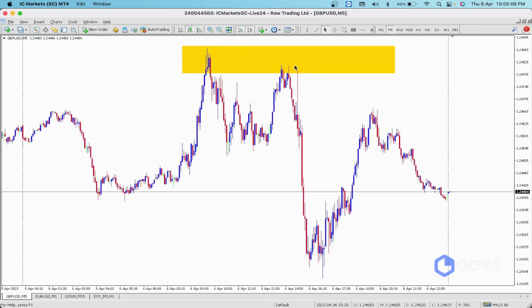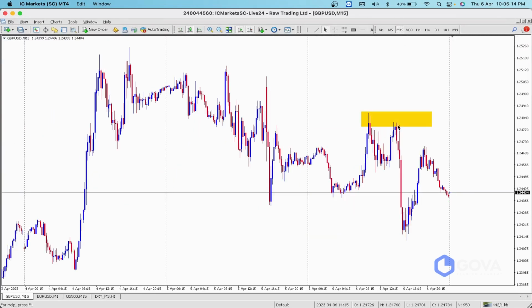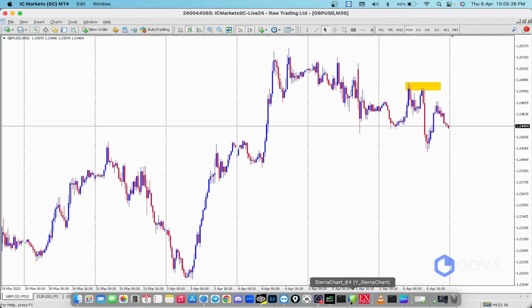You can see the zone on the 5 minutes time frame. You can see the zone on the 15 minutes time frame. Okay, price came back to this zone. You can see this is a rally based drop. Price came back to the zone and dropped down massively at 1:30 p.m. today. Okay, so first of all, let me show you the Sierrachart.